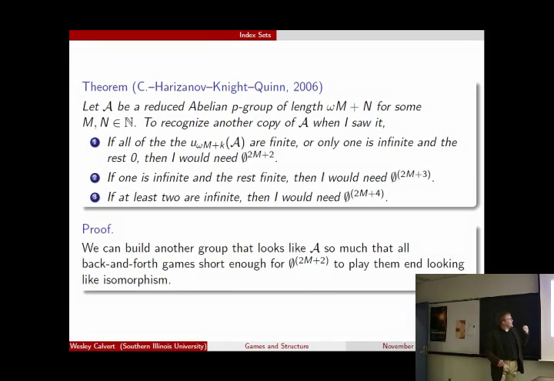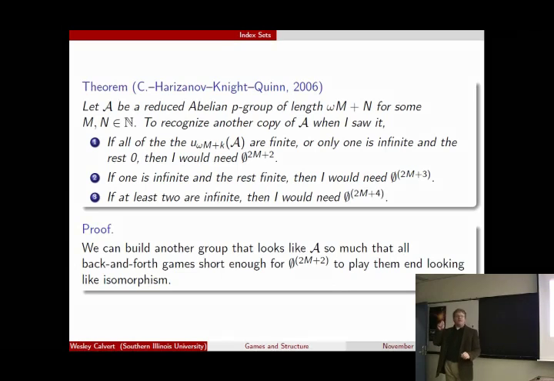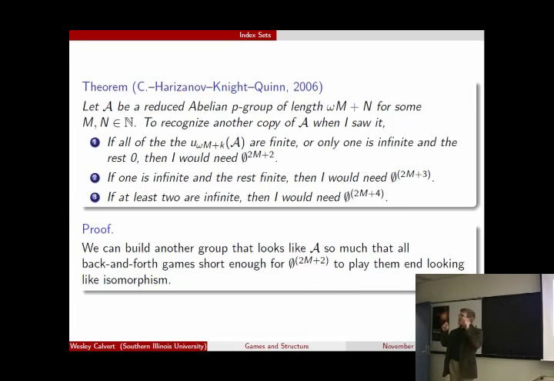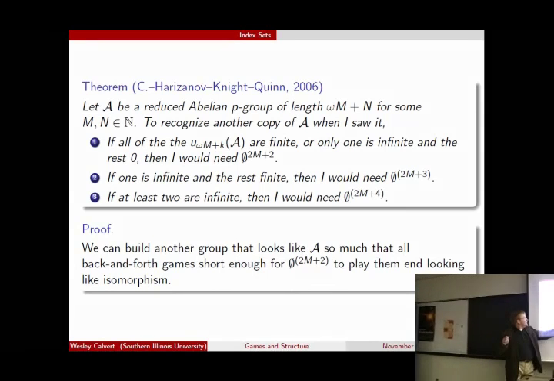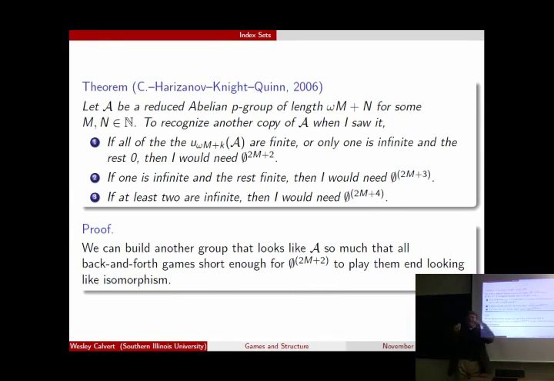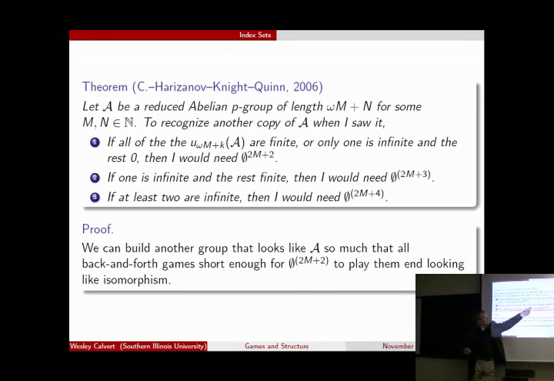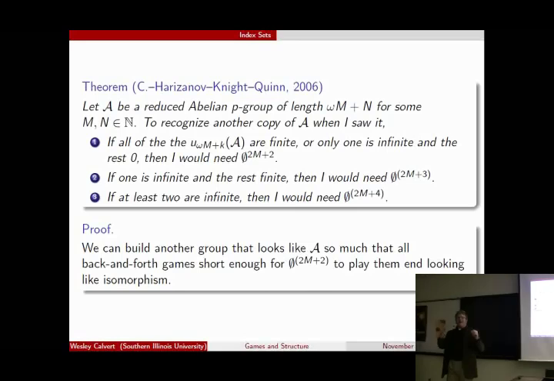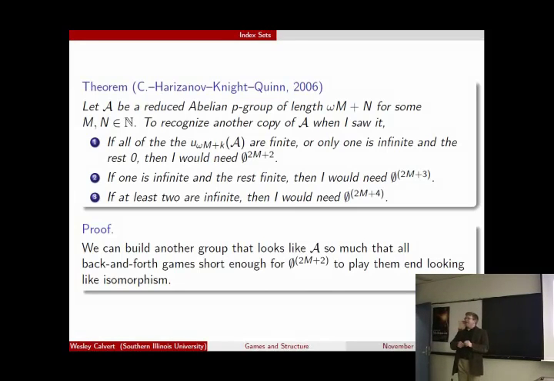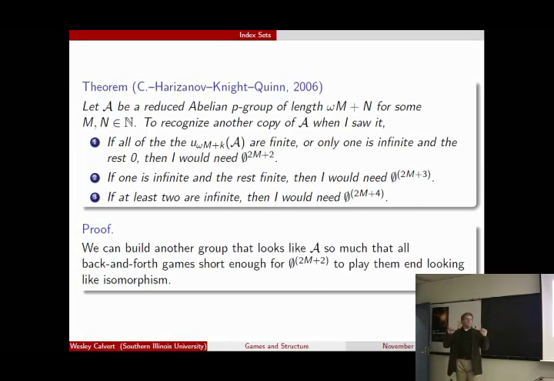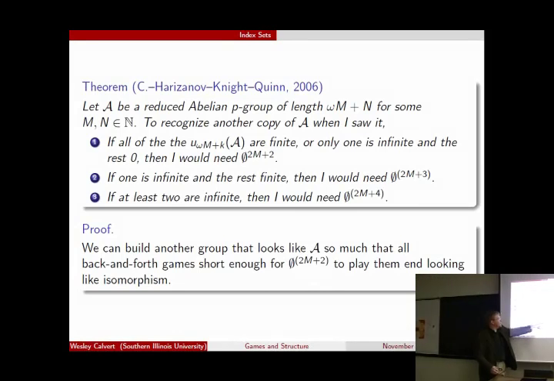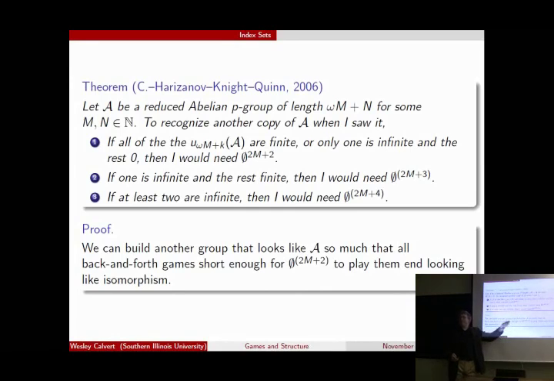And the proof in all these cases is that you test the problem of recognizing A again when you see it by building another group that is so much like A that too weak a machine can't see through enough layers of the back and forth game. A machine weaker than these would not be able to see through enough layers of the back and forth game to tell that these two groups are different. From as many stages as it could play, they'd look like the isomorphism player will win.